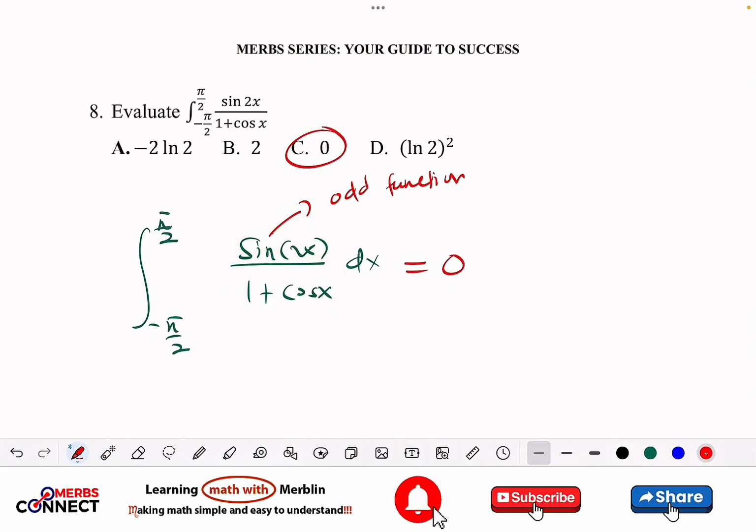If you want to try solving it, you can use integration by substitution. So let me do that one for you. You can do something like this: let u be equal to 1 plus cos x. Then you solve it, and you see that you go through a long process and you are still going to get a 0 from there.